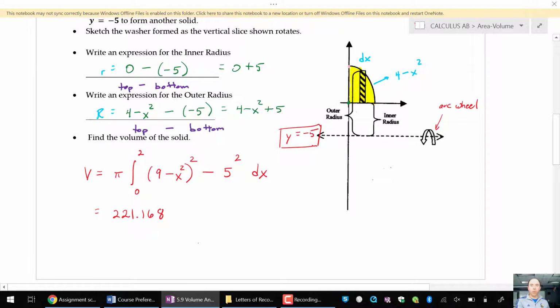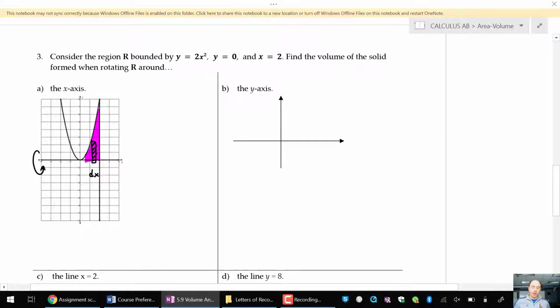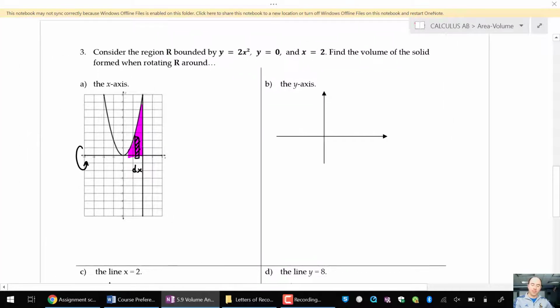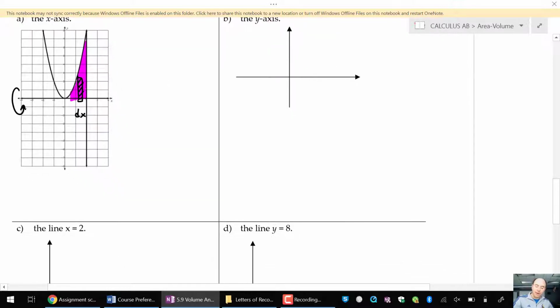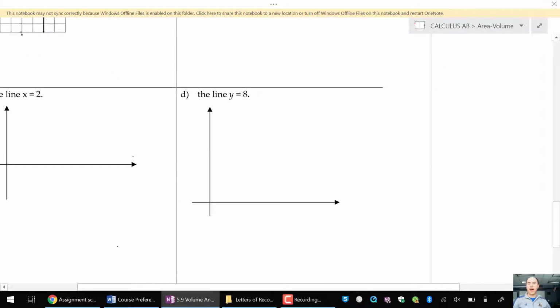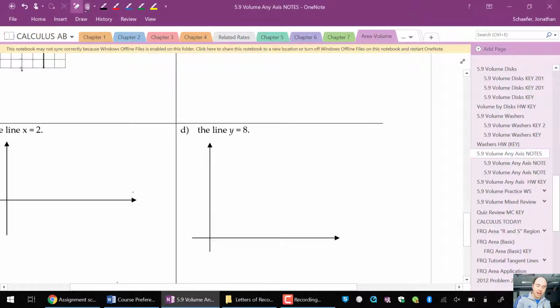So I thought I could end with one final example for you. And here's one region, a different region. It says this region R is bounded by the quadratic 2x squared, the parabola 2x squared, the horizontal line y equals 0, and then the vertical line x equals 2. So I have that picture kind of graph right in here. But let's actually try to take that very same region and go around the line y equals 8. So again, stop the video, give it a try, see if you can figure out how this setup would work.